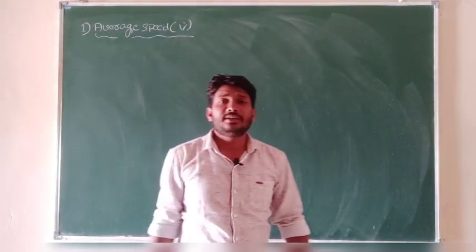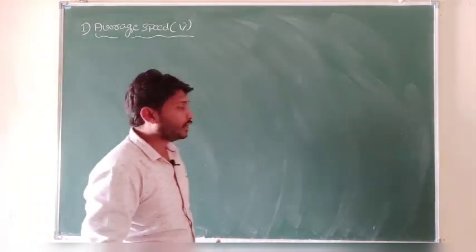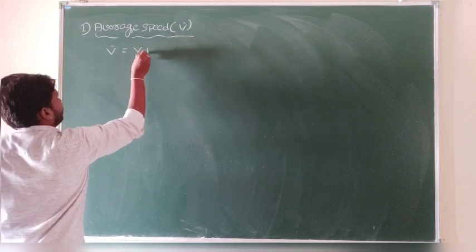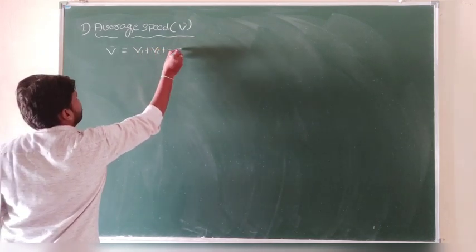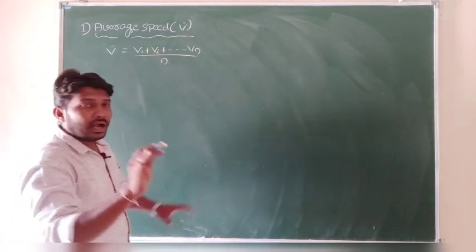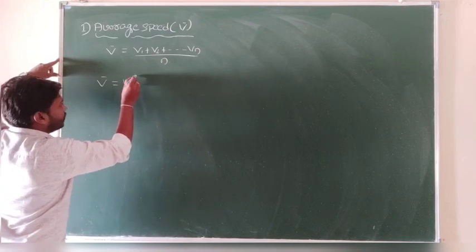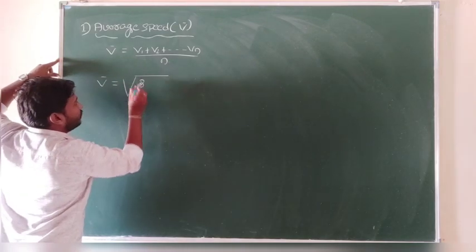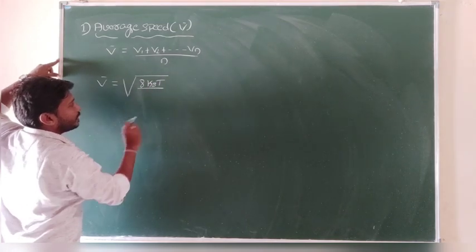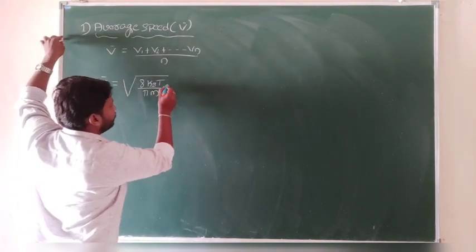Average speed means it is the arithmetic mean of speed of all the gas molecules; you can call it average speed. And for this average speed we have the formula: square root of 8 times KB into T divided by pi into m, right?